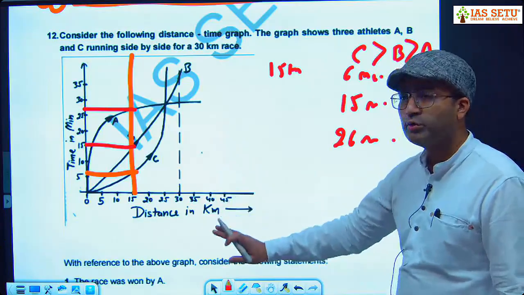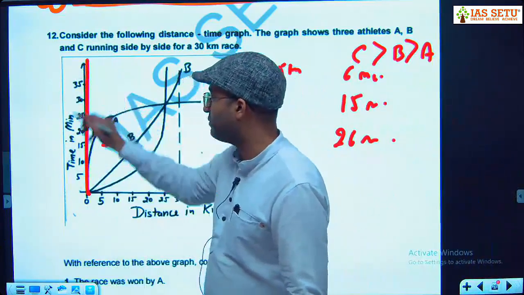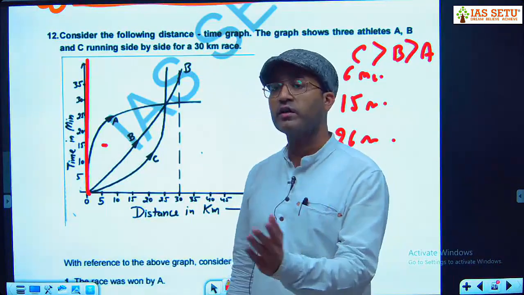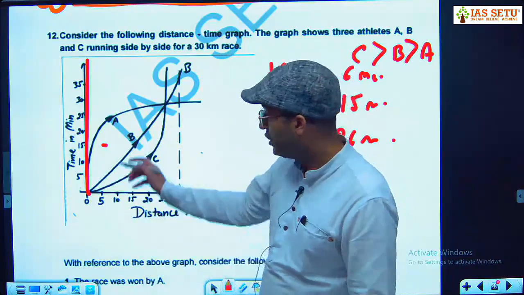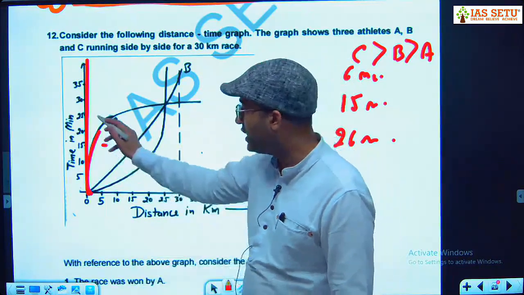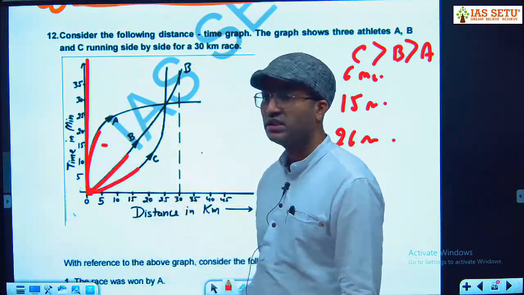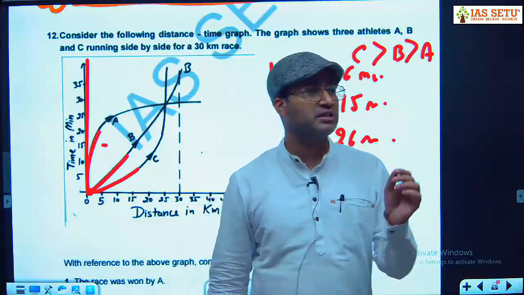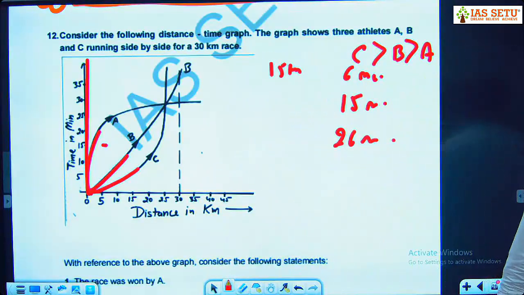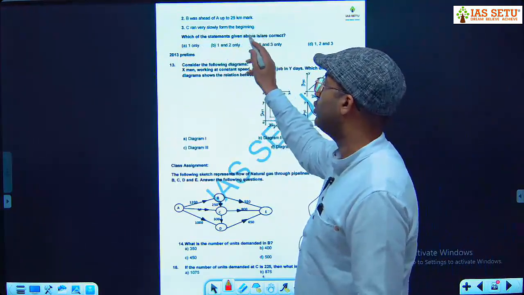But no need to observe this, सीधा सा point है, this is your time axis. If you are near to time axis, you are slow. If you are away from time axis, you are fast. In starting, A was the slowest because A is just near to time axis. Then B, then C. So in starting, C was the fastest. C slow नहीं था, C सबसे fast था starting में. So your third statement is given, C ran very slowly from the beginning.